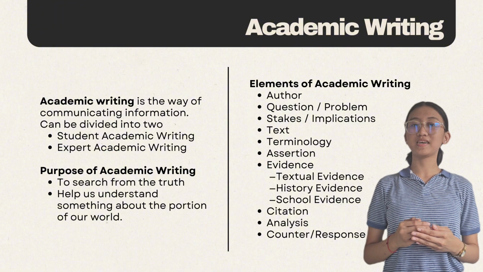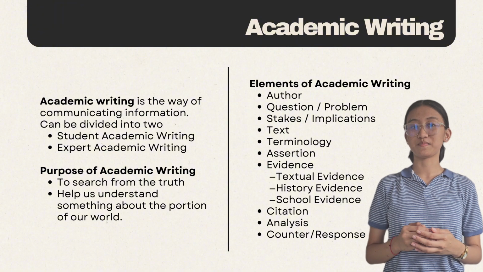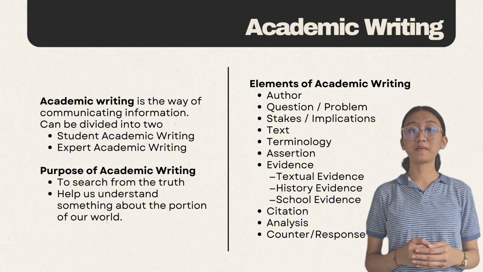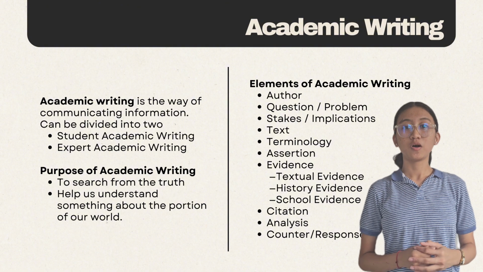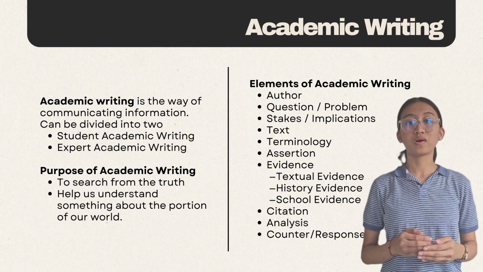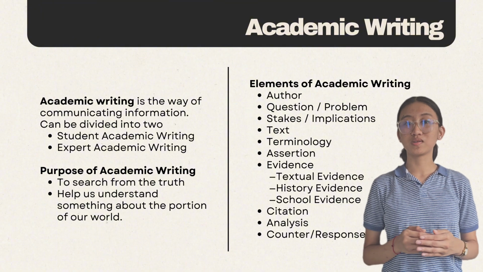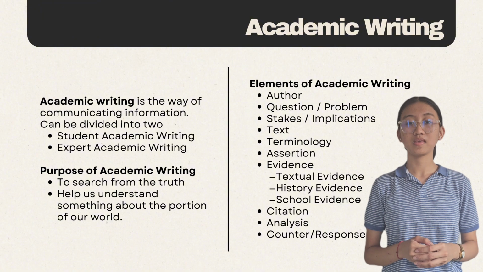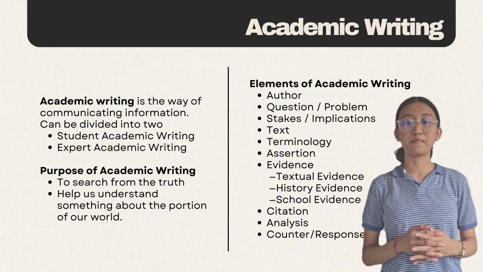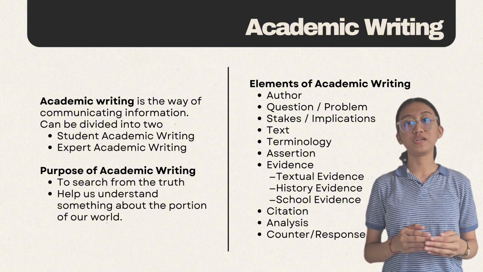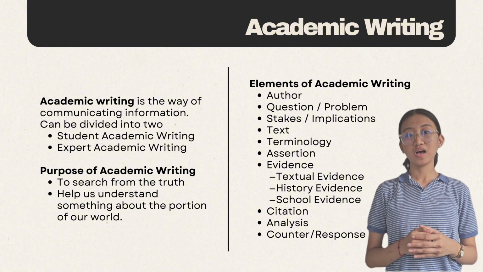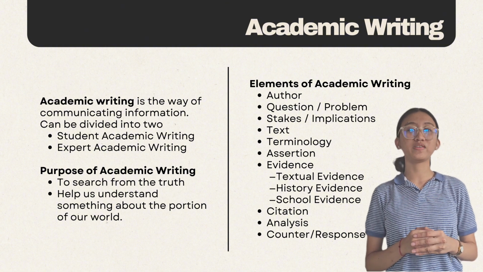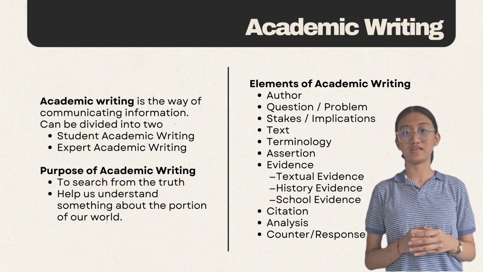Why do we even need academic writing in the first place? Its main purpose is to search for the truth. Through academic writing, we explore how the world works, where things come from, and what truths lie behind them. It also helps us understand parts of our world that we don't fully know yet. Writers carry the responsibility of providing knowledge, which is why academic writing must always be well researched and carefully studied.